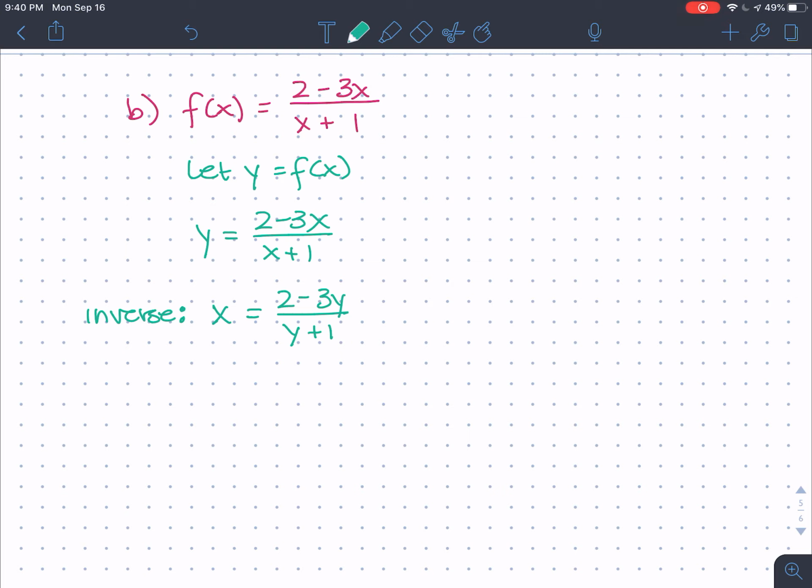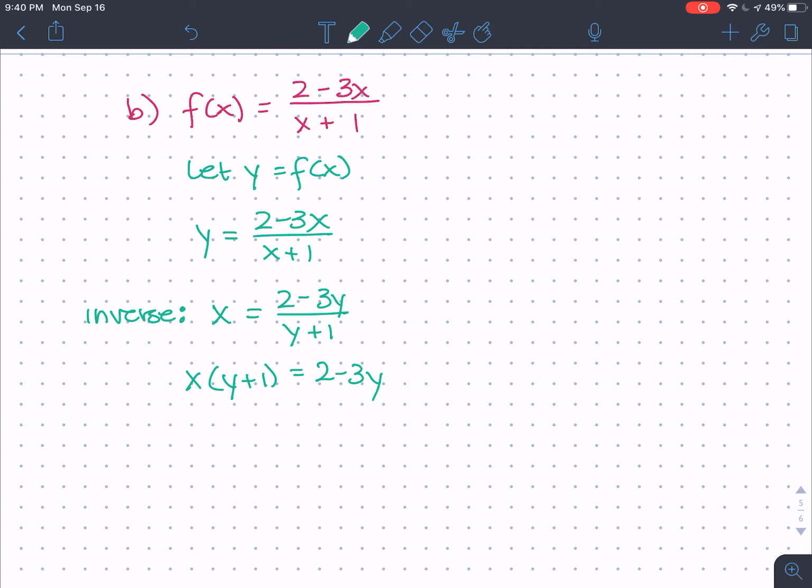Here I've got a problem. How am I going to get the y by itself when the y is in two places? Somehow I've got to find a way to get the y in one place, to combine them. And right now I can't do that. Well, let's see here. I've got a denominator. We'll multiply both sides by the denominator.